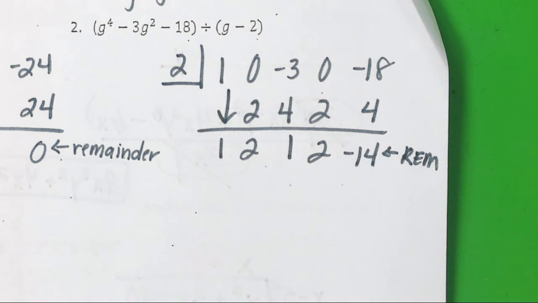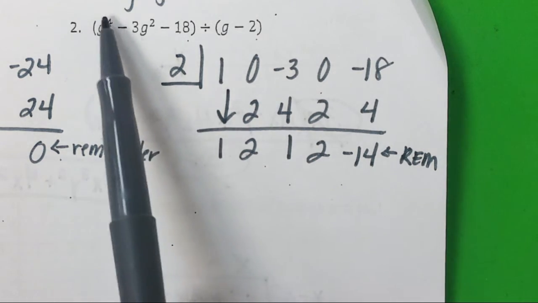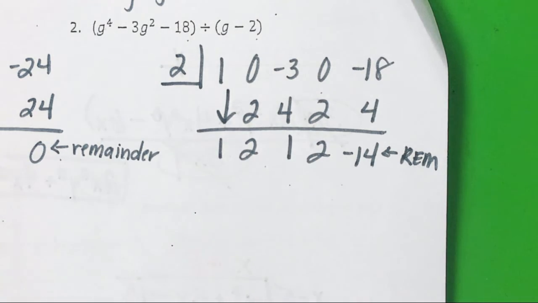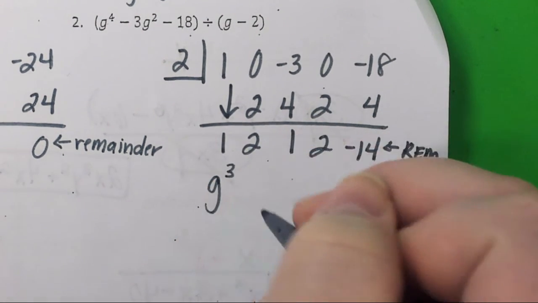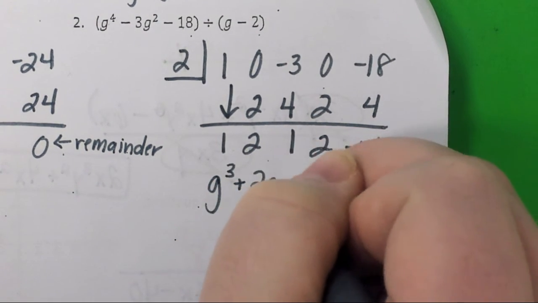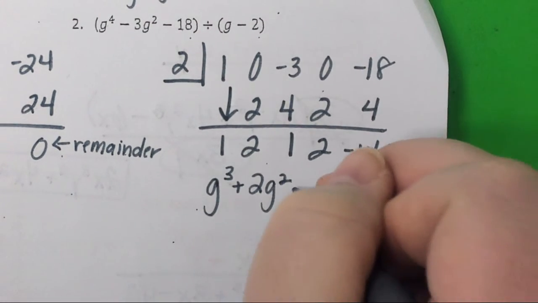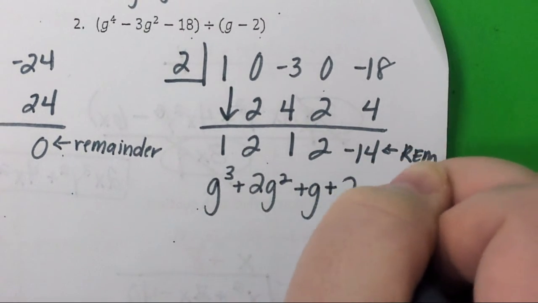I can't spell out remainder, so I'm just going to put rem. Okay, so when we write our answer, we need to involve the g's because that's our variable. It was g to the 4th. We're going to drop down one exponent in our answers. So it's going to be g to the 3rd plus 2g squared plus g plus 2.